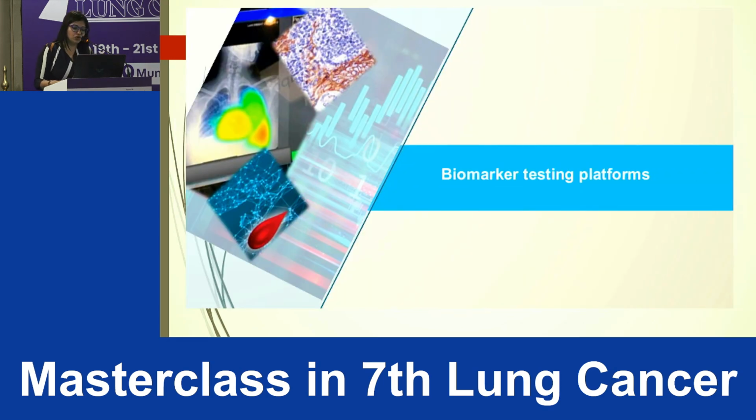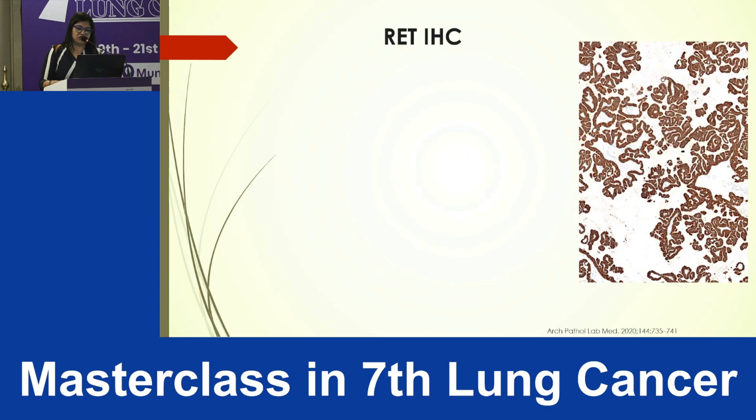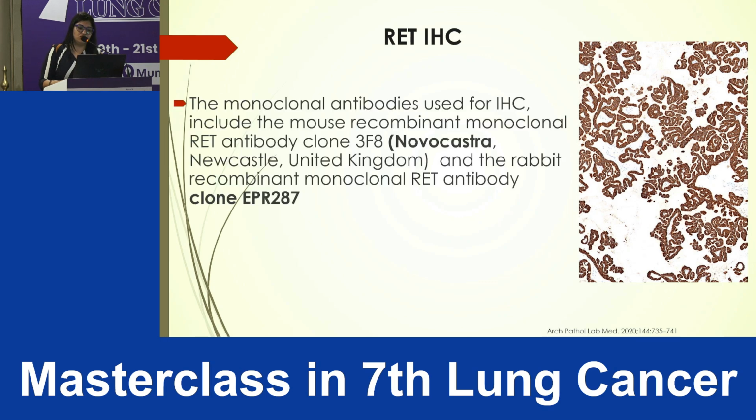Coming to the biomarker testing platform, as we see the incidence is very low at 1 to 2%, so all the more we need to know about the testing nuances. Either we detect it at the DNA level, RNA level or the protein level. At the DNA level you can use FISH or NGS. At the RNA level, fusions are again detected. And at the protein level you see IHC expression. RET IHC is very easy to implement, like any IHC, and results you will get in 1 to 2 days.